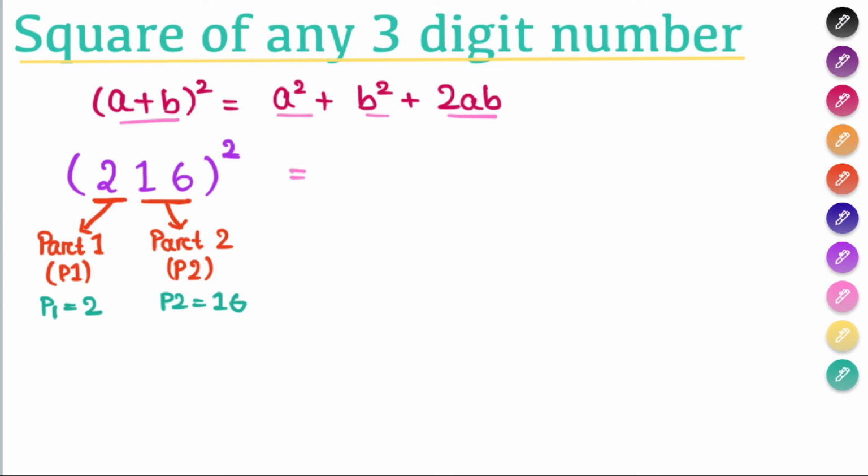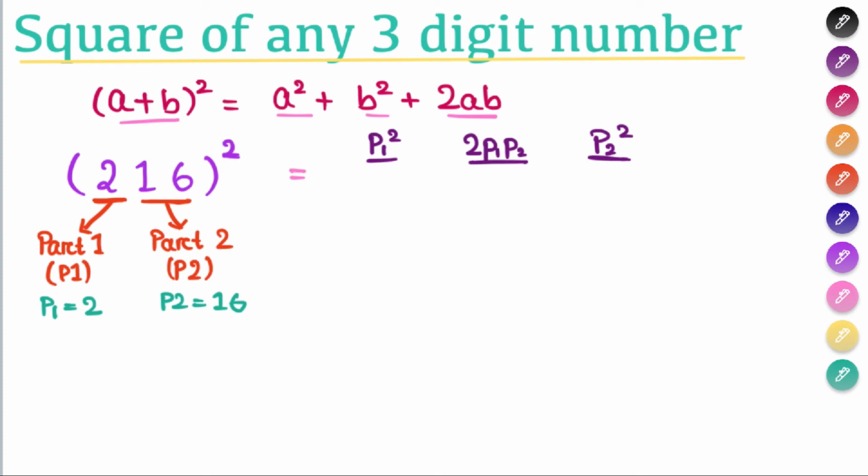Now check the output side. Here the sequence is very important. The sequence is P1 square, then comes 2P1 P2, then comes P2 square, where P1 represents the 100th place digit and P2 is the combination of unit and 10th place digit.